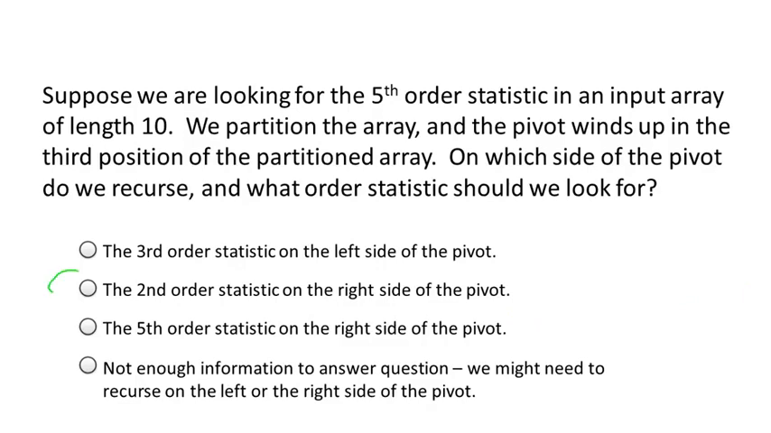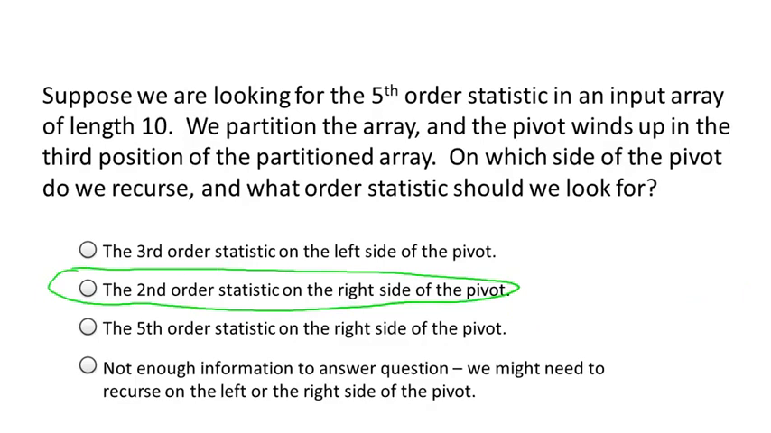So the correct answer to this quiz is the second answer. We can get away with recursing just once, and in this particular example we're going to recurse on the right side of the array. And instead of looking for the fifth order statistic like we were originally, we're going to recursively search for the second order statistic. So why is that?